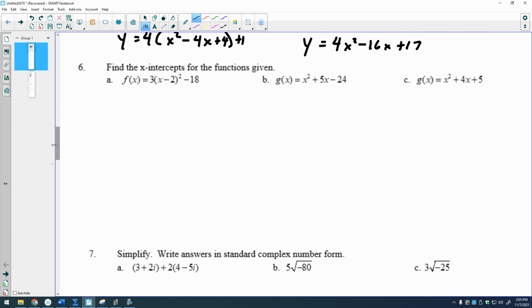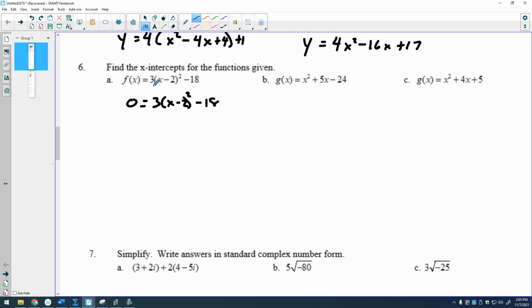Question 6. X-intercepts. No different than what we've been doing, just tweaked up the vocabulary on you. X-intercepts, zeros, roots, they all find basically the same thing. Some are reserved for equations, some are reserved for functions, one's talking about a graph, but the concept's the same. Find the value that makes the equation or the function 0.